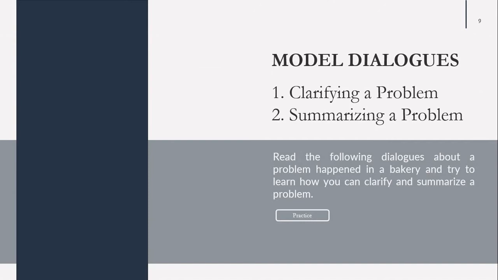The first dialogue is about how you can clarify a problem. The second example is about how you can summarize a problem. So the following dialogues, both of them happened at a bakery. Read them and learn how you can clarify and summarize a problem.